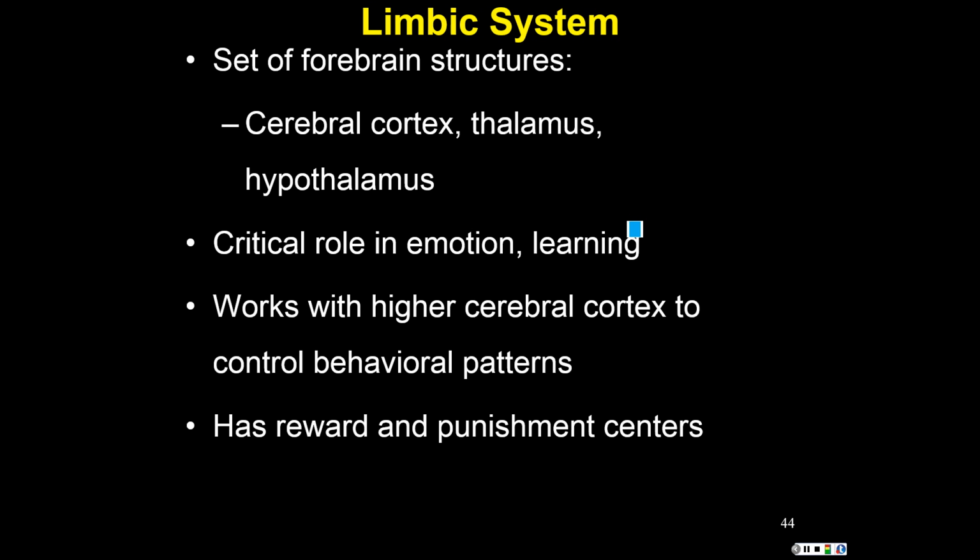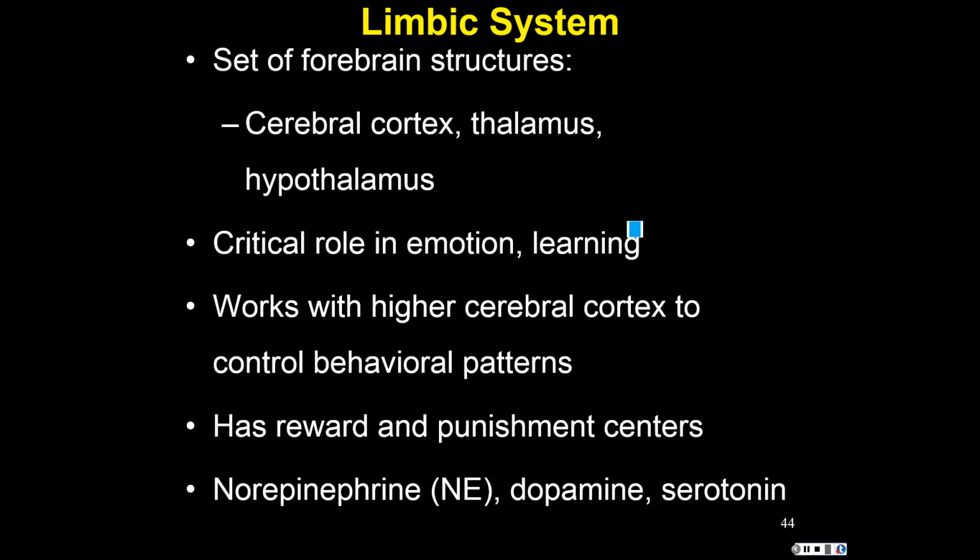The way that it works is by utilizing what's been defined as reward and punishment centers. When you experience something, you categorize it as a good experience or a bad experience. Good experiences activate what's called the reward system, and something considered to be bad would activate the punishment center. It utilizes those neurotransmitters that we've seen before called epinephrine, norepinephrine, dopamine, and serotonin.